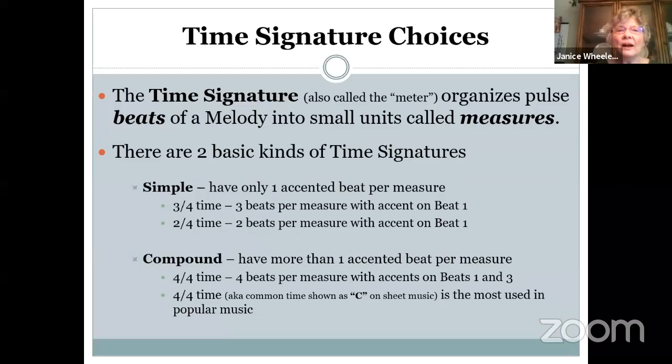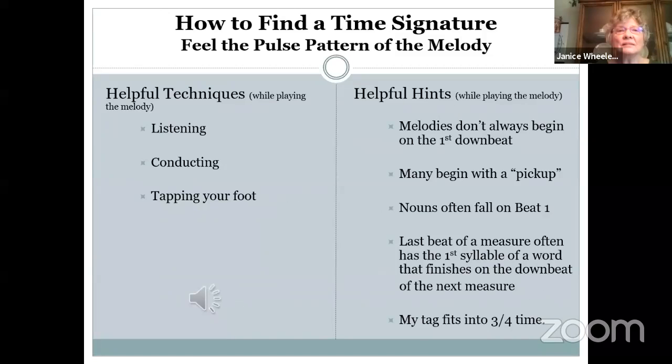So how do you find a time signature? Well, you have to feel the pulse pattern of the melody. So what are some helpful techniques that allow you to do that? Well, they include listening, conducting, and tapping your foot. There are probably other ways, but those are the only 3 I know. So as you listen to this, see if you can feel the pulse pattern and get an idea of which time signature it might be.